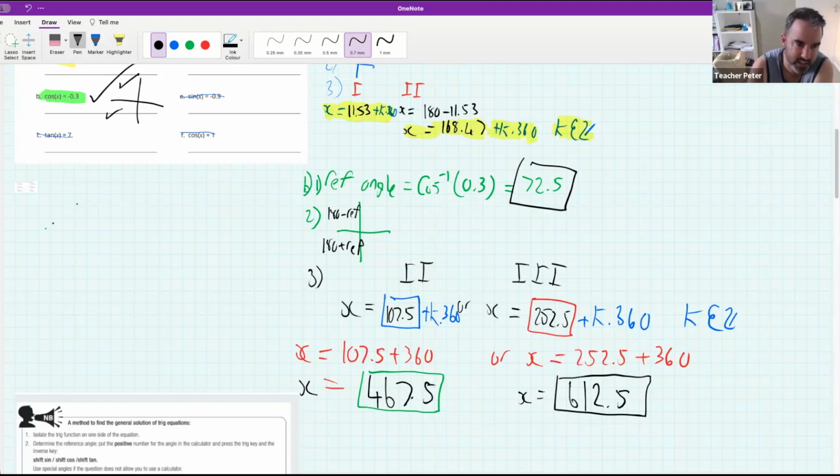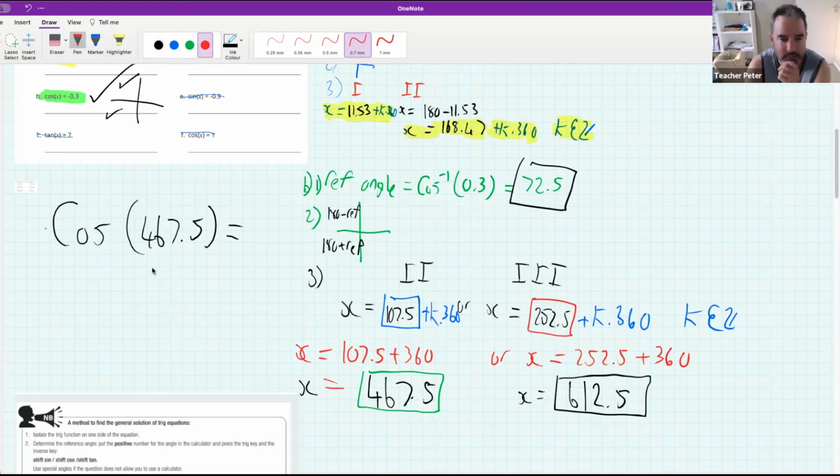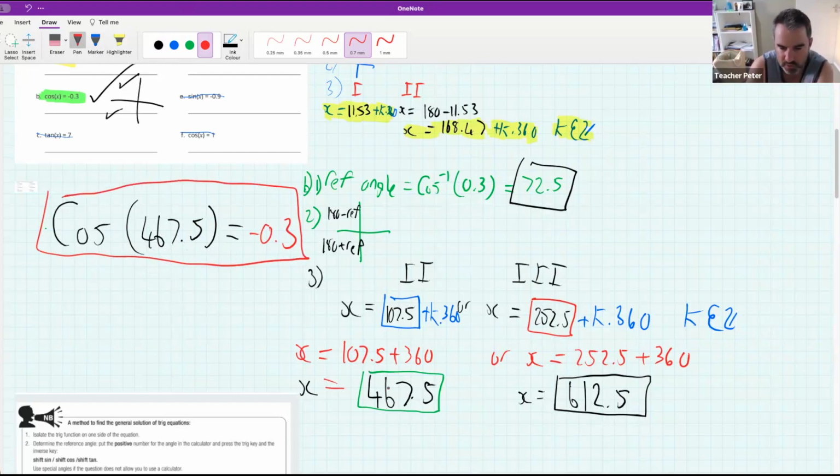Now, if you type in your calculator the cos of 467.5, just to show you that this really does work, what do you get? And bonus points if you know what I'm hoping for. What do you get if you put the cos of 467.5 in your calculator? Minus 0.3. Isn't that a wonderful coincidence? Well, it's not really a coincidence, is it? I knew that because this is a true answer, it had to give me minus 0.3, because that is what the question started with. And so I feel very confident that I know what I'm doing with trig equations because the numbers are adding up.